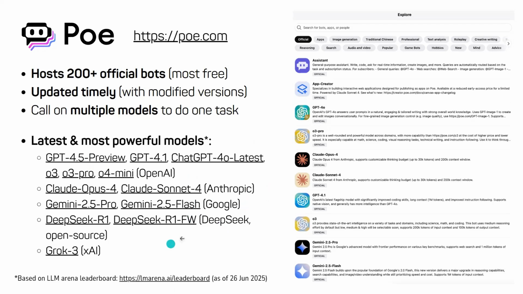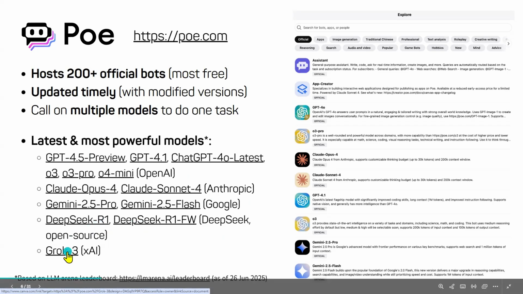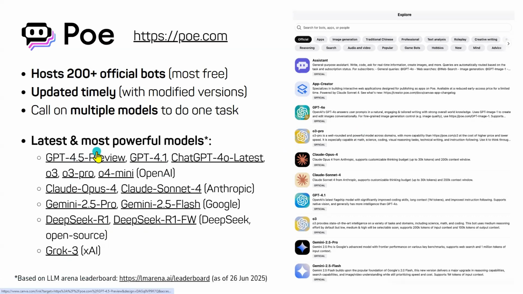Gemini, DeepSeek, and since DeepSeek is open source, some companies use their API to develop their own platform. So basically, they put this on the POE, but this is not really from the DeepSeek company, okay? And also Grok 3 as well, right? And the reason that I listed these as most powerful is not based on my experience.